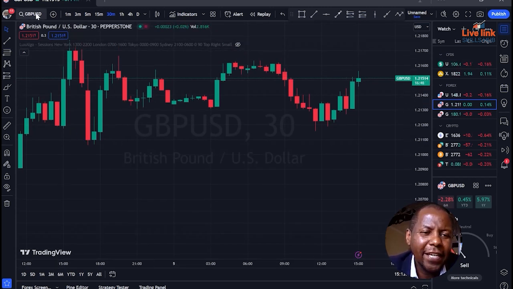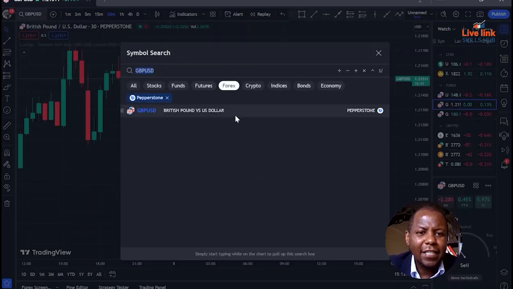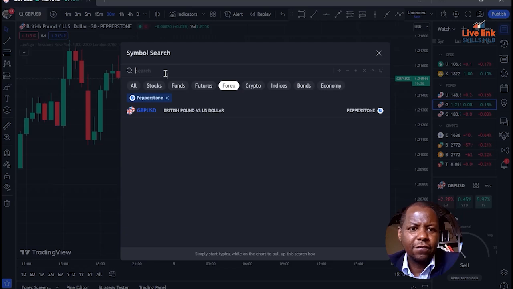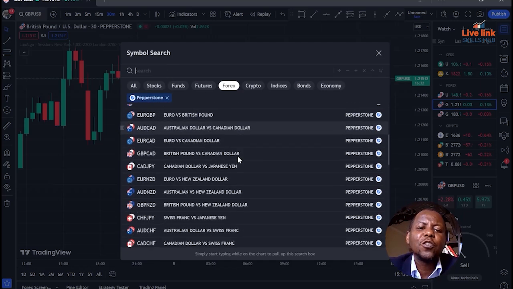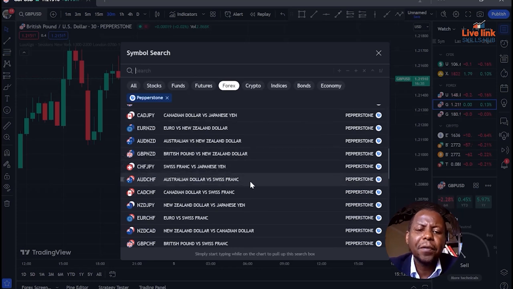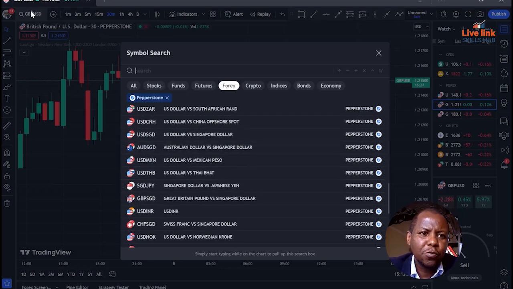We're starting up here on the top left corner. There's a symbol there. This is where we search for the different symbols. When you come here and click on Forex, let's start with the first one. You have all the different pairs that are possible for you to trade, depending on your platform. So this is where you come and choose. You come here and choose a symbol that you want.